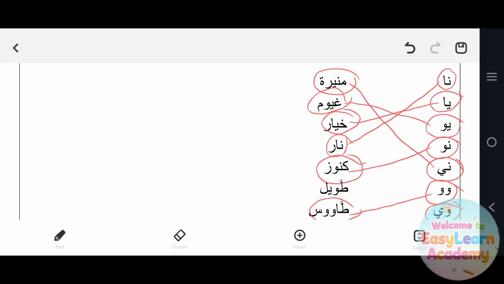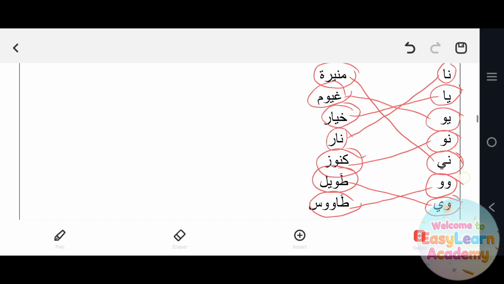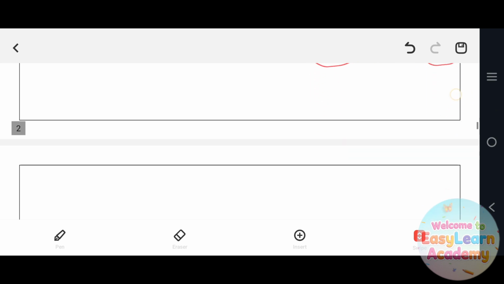The next long vowel is V. So I'm going to match with Tawil. Tawil means tall. Okay, now we are going to the next one.